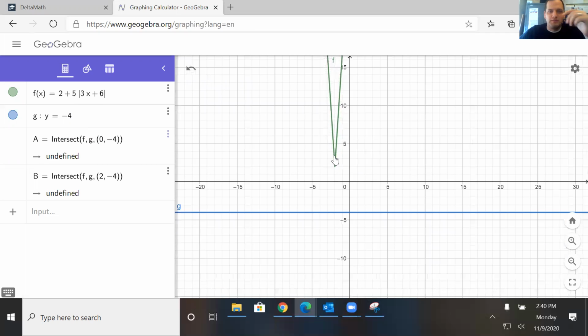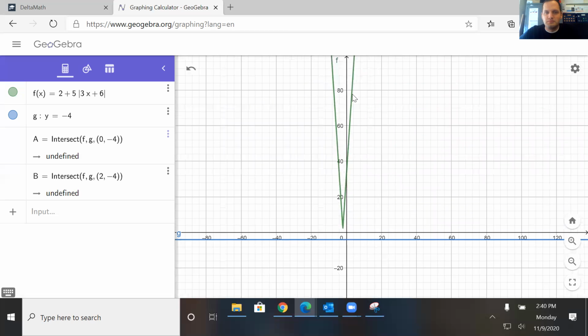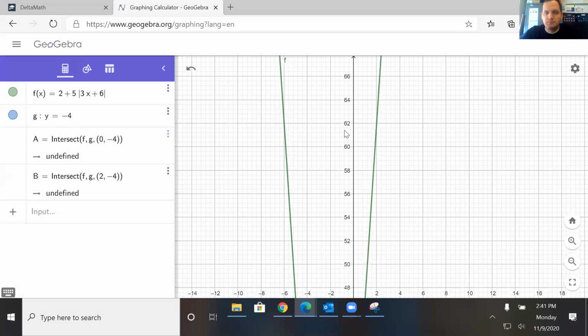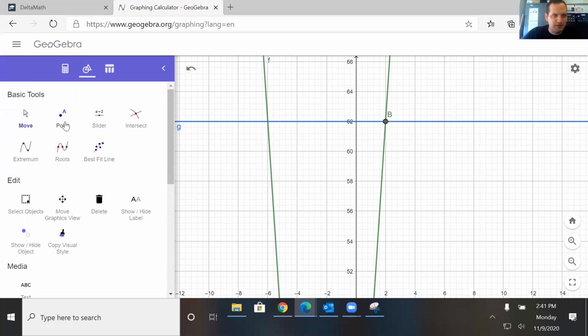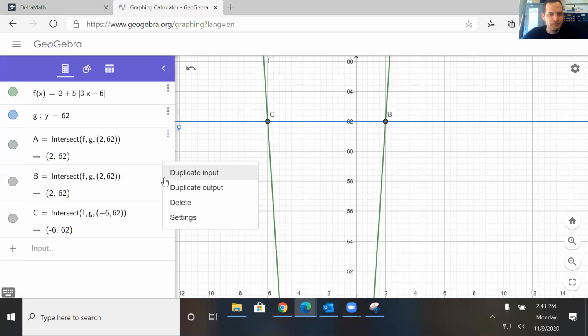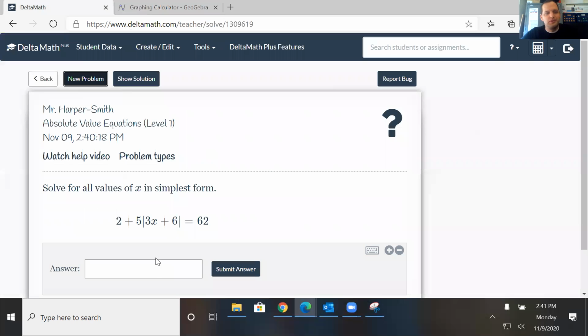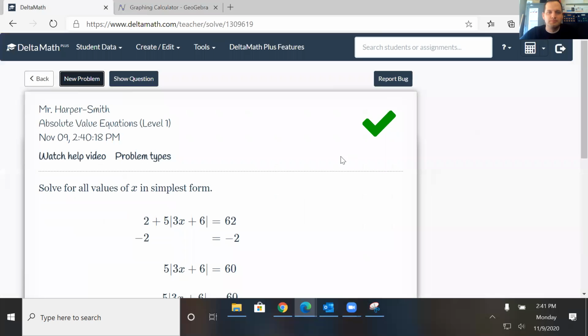Well, there are two ways to do that. You can just zoom out and go to 62. There's 62. You can see it looks like it crosses at 2 and -6. So that's one way to do it. The other way is just to type in 62 and see where they intersect. Oh, it intersects at 2. And then this one would be our other point, which would be -6. Delete that one. 2 and -6. So 2, -6 would be my answers. Ta-da!